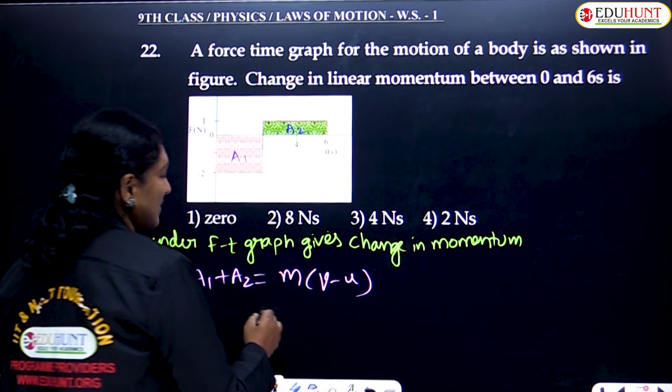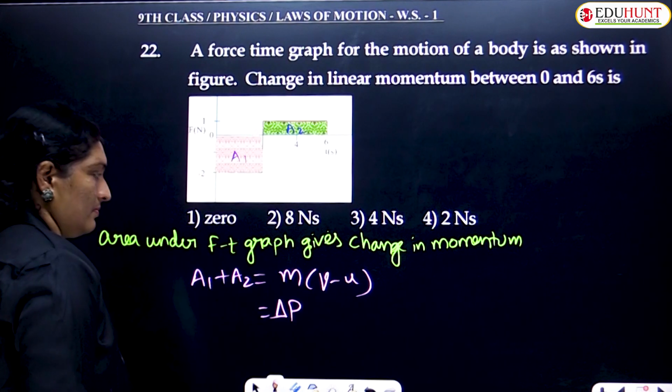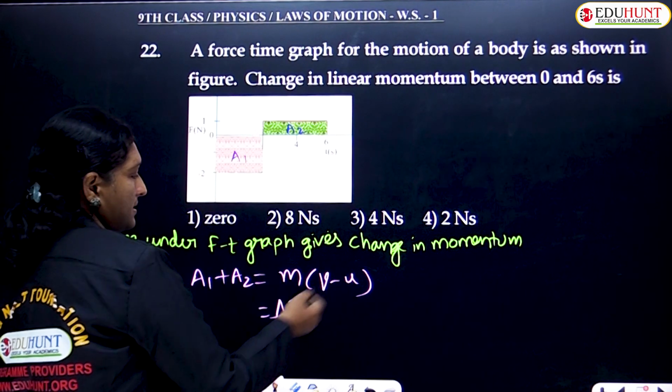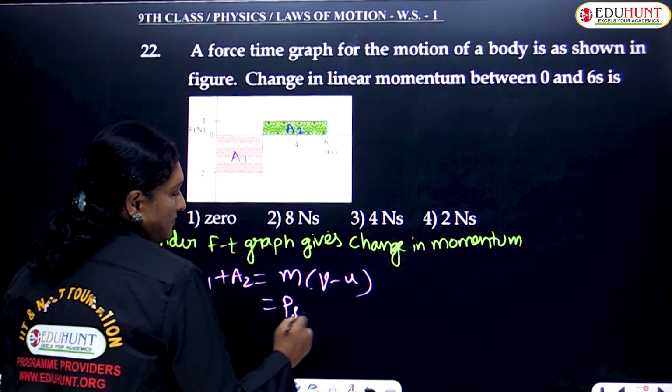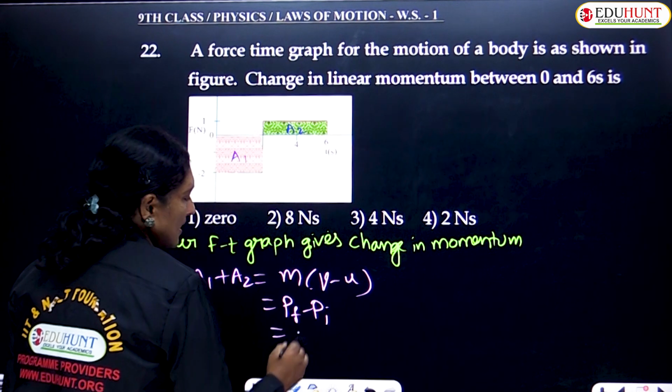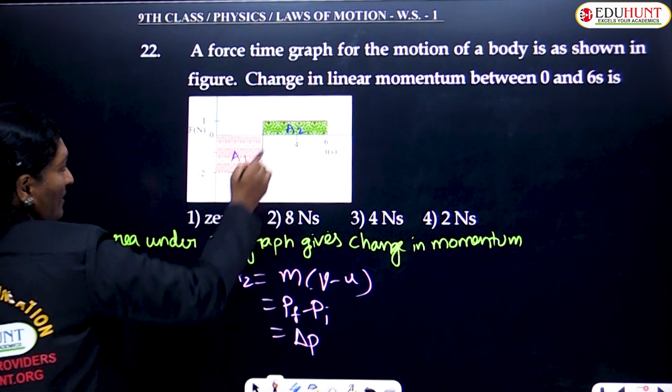So instead of mv minus mu, I would like to write it as delta p. Our final momentum minus initial momentum, that is pf minus pi. For your clarity, pf minus pi is nothing but your change in momentum. So area 1, what is the area of this, children?